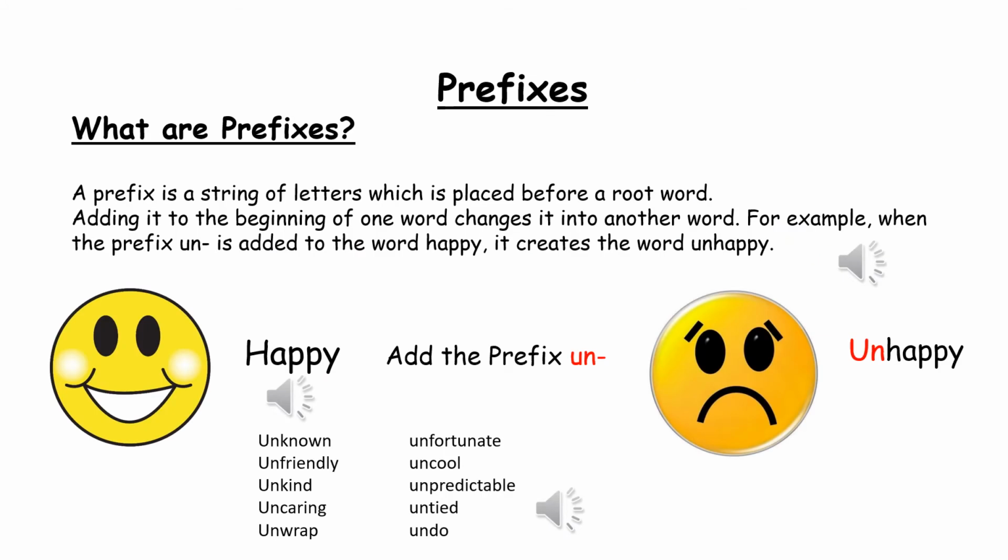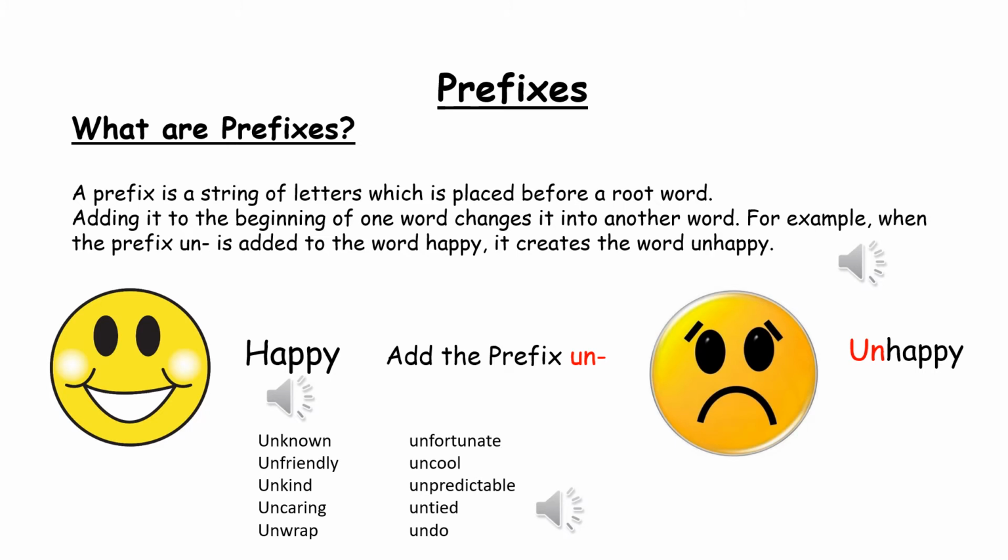So a new title, prefixes. If you underline these titles and subtitles, what are prefixes, and today we're going to be looking at some examples. So a prefix is a string of letters which is placed before a root word. Adding it to the beginning of one word changes it to another word. For example, when the prefix un is added to the word happy, it creates the word unhappy.